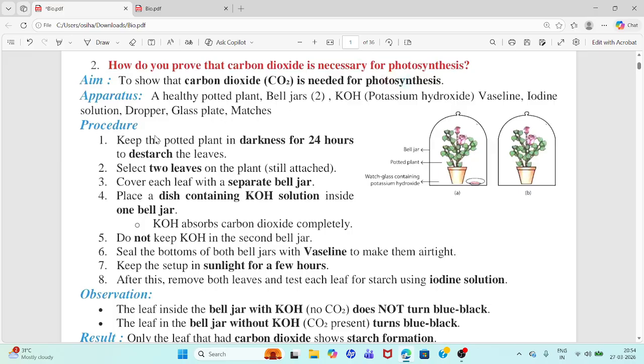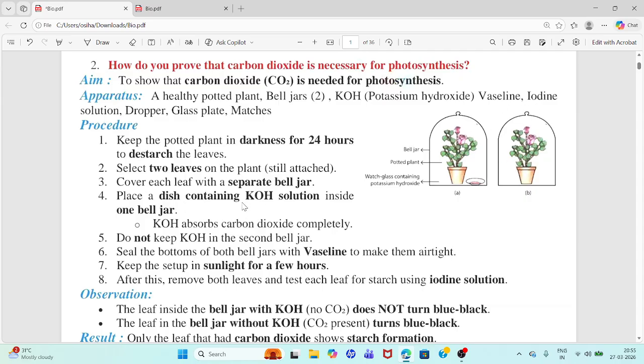Okay, procedure. Keep the potted plant in darkness for 24 hours to destarch the leaves. Second point, you have to select 2 leaves from the plant that have to remain attached to the plant itself. Third point, cover each leaf with a separate bell jar. You can see here one bell jar and this is another bell jar.